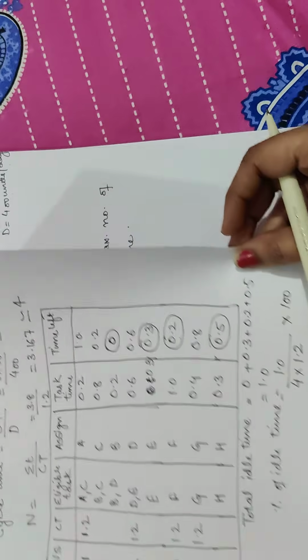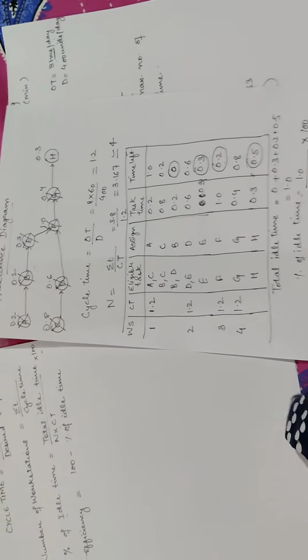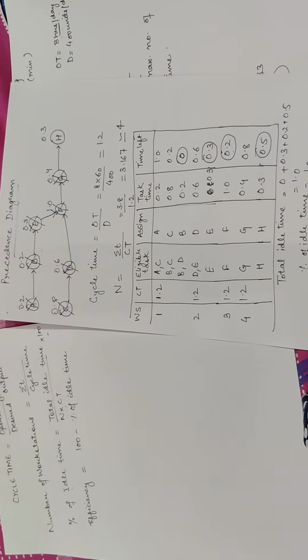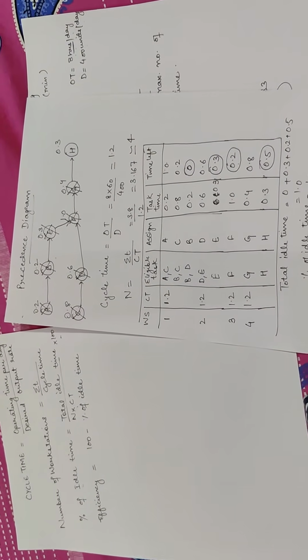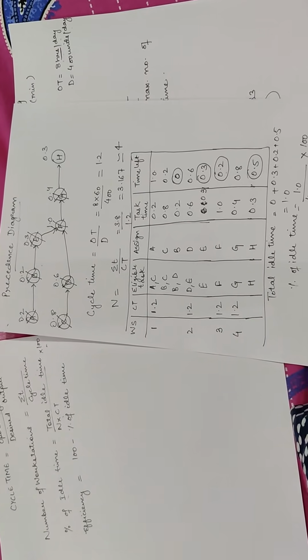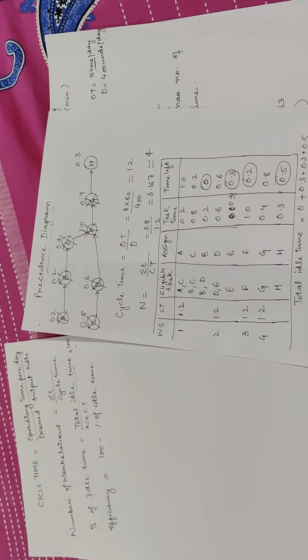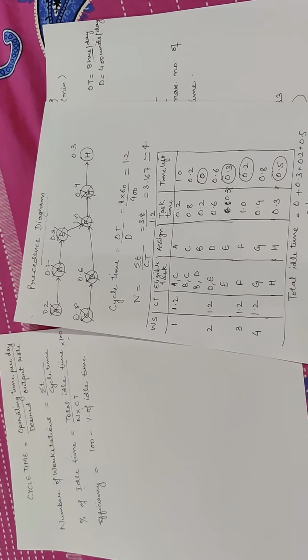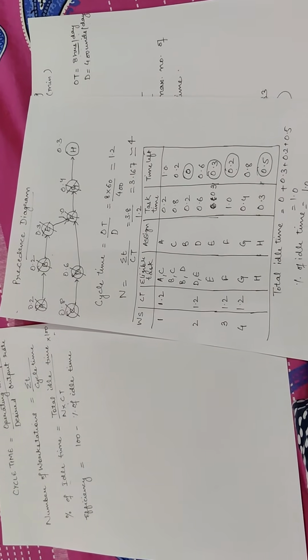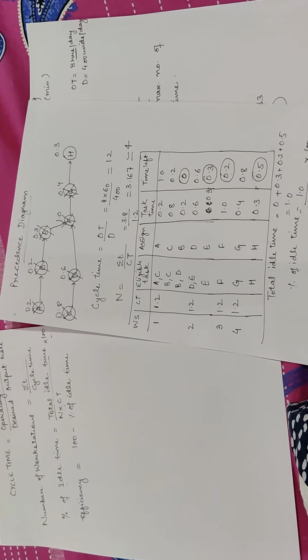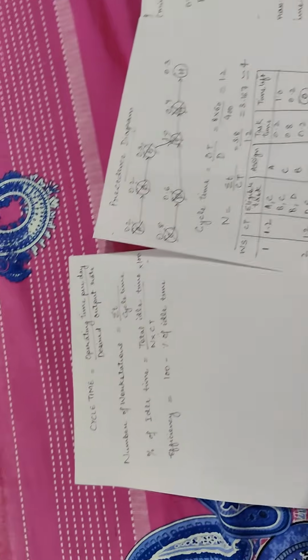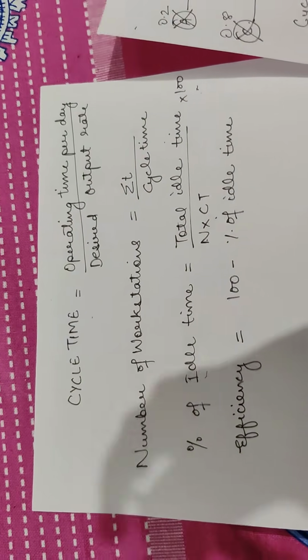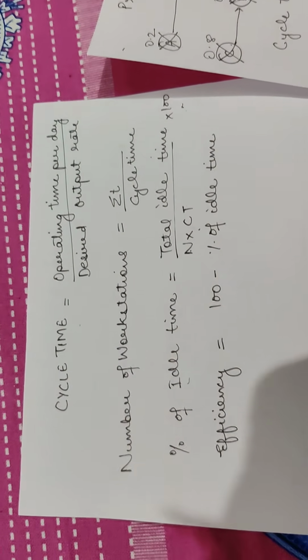So guys, this is the way to solve the numerical of line balancing. The first step is we need to make the precedence diagram. Then we will be calculating the cycle time, number of workstations. Always remember that you need to round off the number of workstations to the higher digit, and then we will be making the assignments by using this table, and then total idle time, then percentage of idle time, right? So, and these are the formulas. You can note down these formulas also, right?